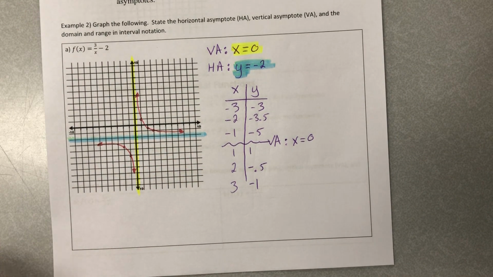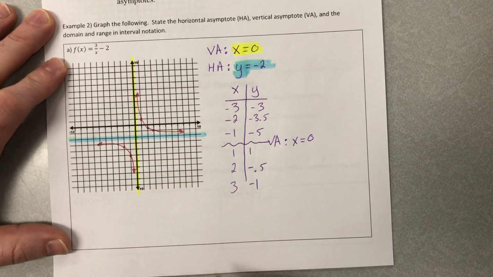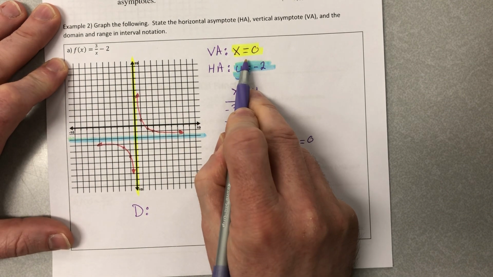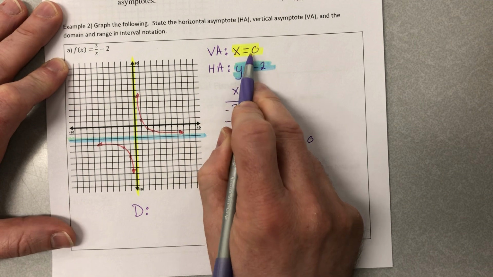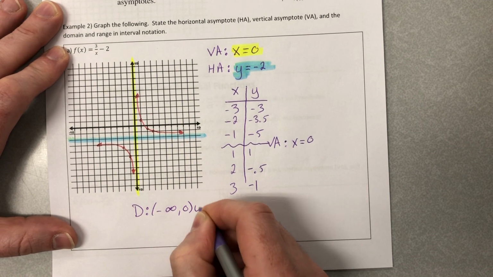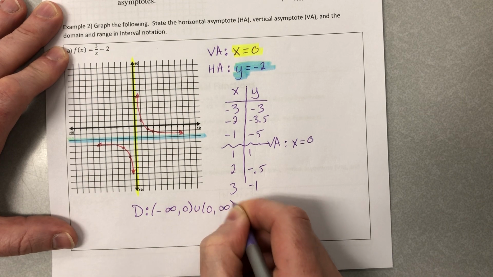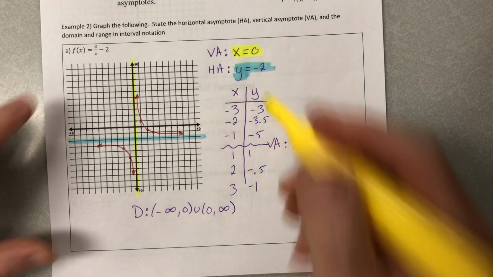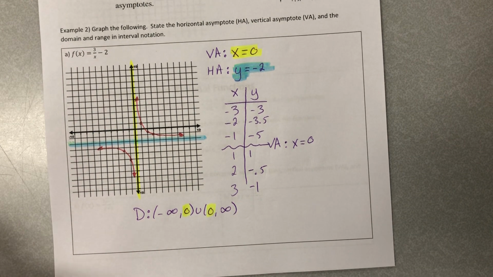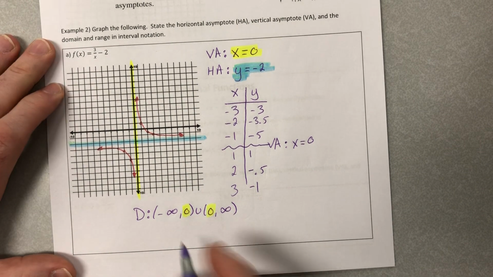All right. The only other thing they asked was the domain and range in interval notation. Well, our domain cannot be 0, all right? It basically comes from our asymptote. So it'll be from -infinity to 0, union 0 to infinity. So if we notice, whatever value our vertical asymptote is, that's the value that goes in our interval notation.